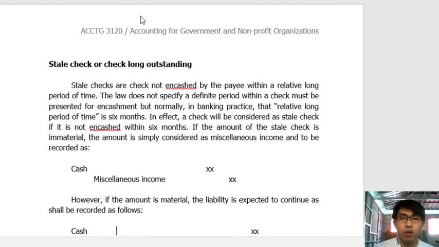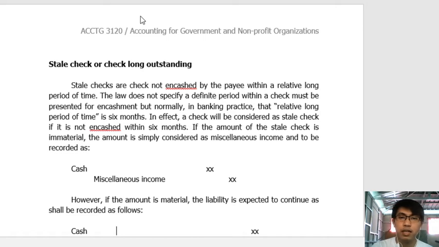How do we record a stale check? Sabi diyan, a check should be considered a stale check if it's not encashed within 6 months. If the amount of the stale check is immaterial, the amount is simply considered as miscellaneous income. So, before we proceed, paano ba ang procedure?